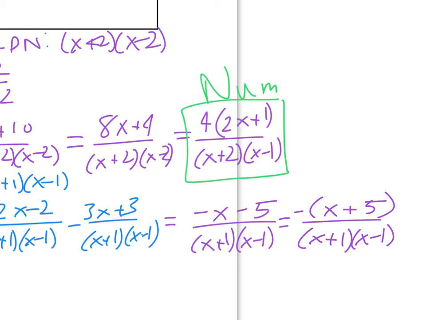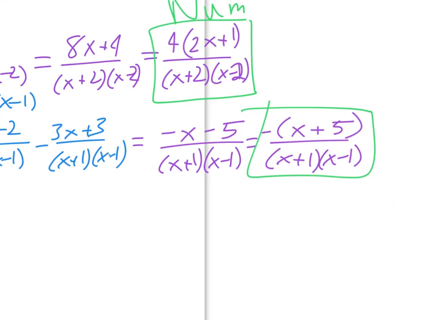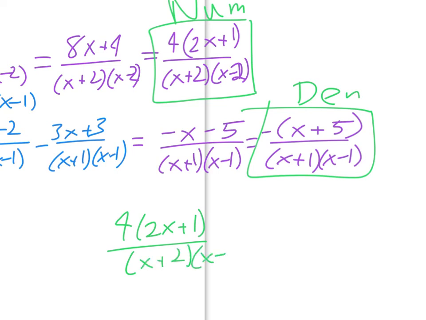Oh, and for some reason up here I wrote an x minus 1. That's my mistake. That should have been an x minus 2. So then this is our denominator. So again, last phase of this is that we take the numerator, the 4 times 2x plus 1 over x plus 2, x minus 2, and we multiply by the reciprocal of the denominator, x plus 1, x minus 1 then is on top. I'm going to put the x plus 5 on the bottom.